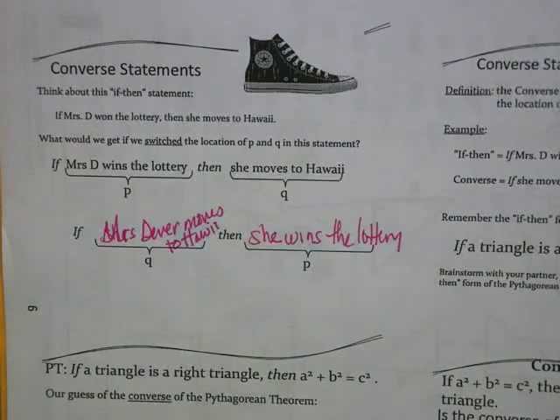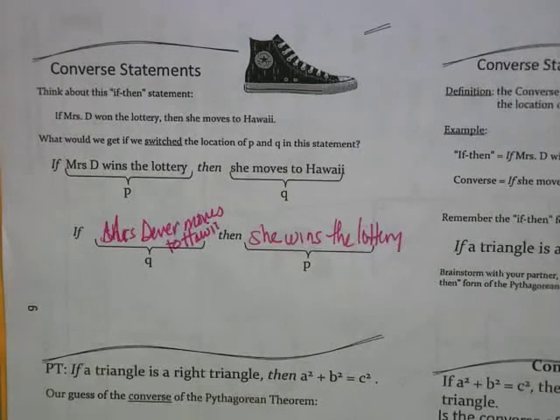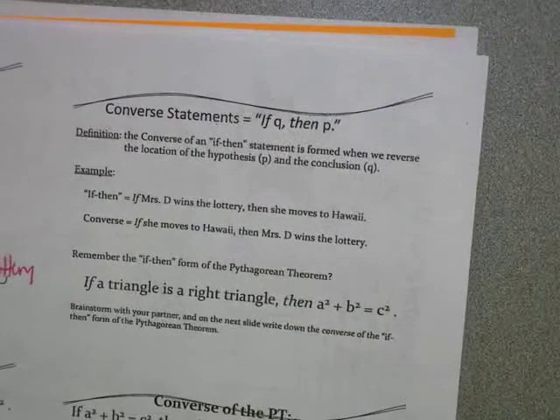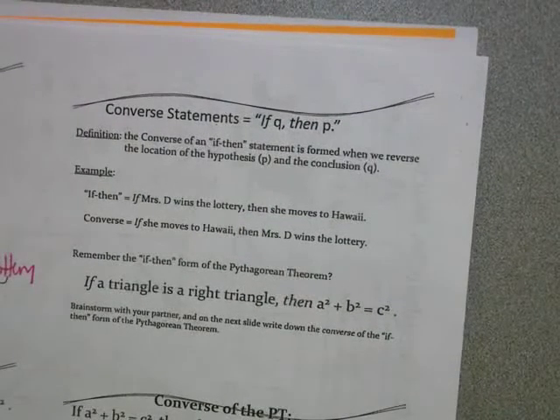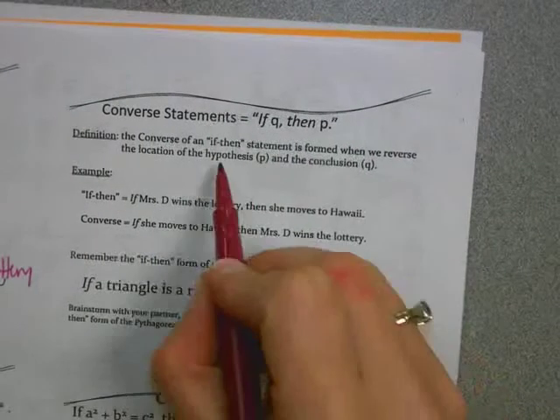Now, sometimes it makes sense and sometimes it doesn't. So that's what we have to decide for different things in mathematics. If I have an if-then and I switch around and write the converse, would it make sense? So let's talk about the converse here. The converse of an if-then statement is formed when we reverse the location of the hypothesis and the conclusion. So we've got some science terms in there.